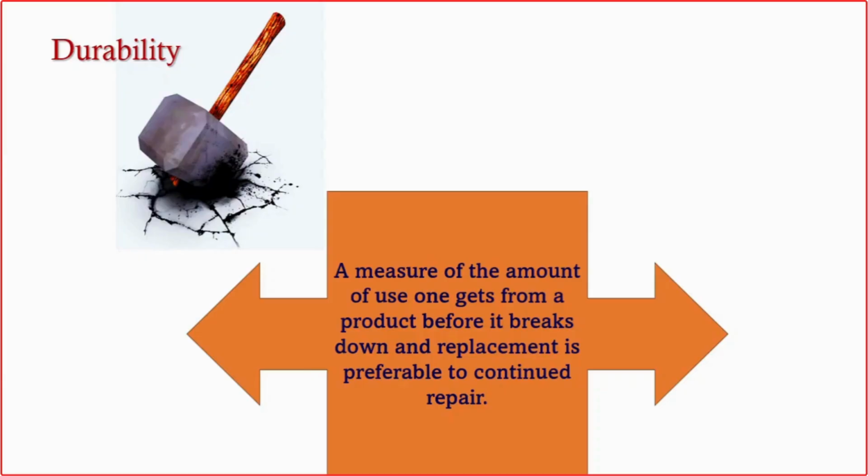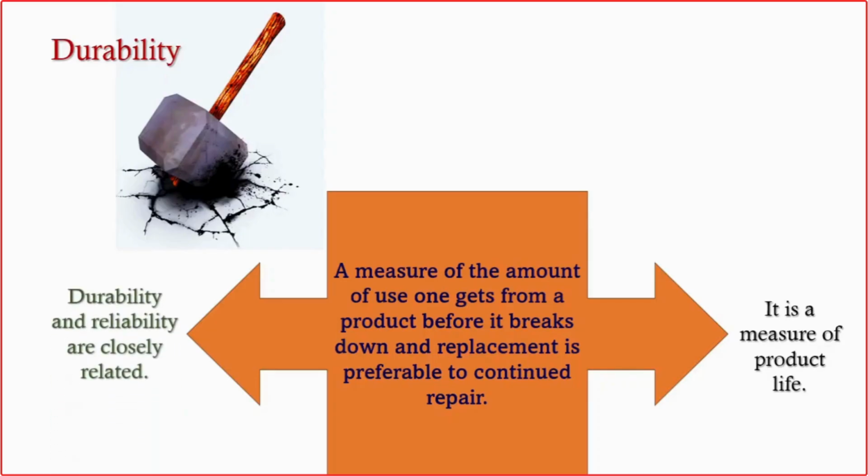Let's take an example: if you have a refrigerator at your home and the warranty of the refrigerator is 1 year, and if it is working fine for that 1 year, we are saying the refrigerator is reliable. And if that refrigerator is working fine for 6 years, 7 years, and is still working fine, then we are saying the refrigerator is durable. So durability is the measure of a product's life, and durability and reliability are closely related. So don't get confused between reliability and durability.